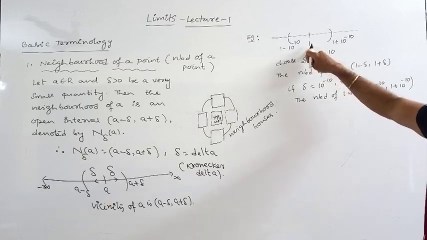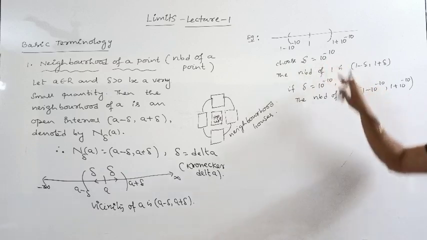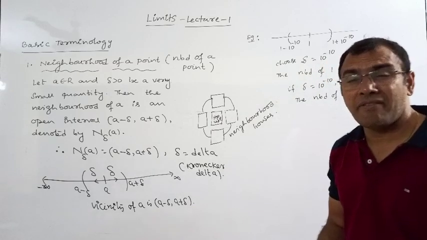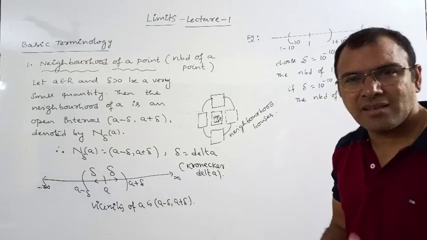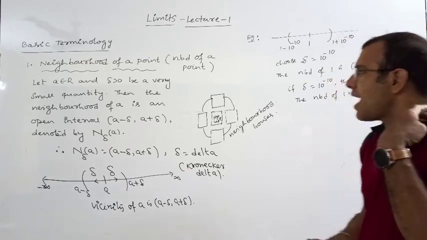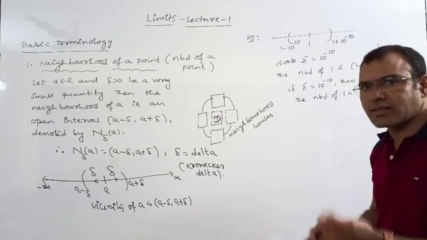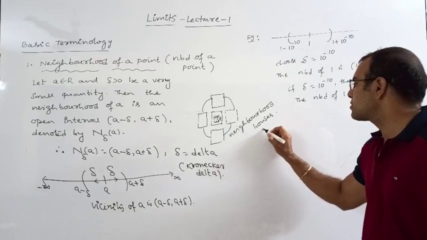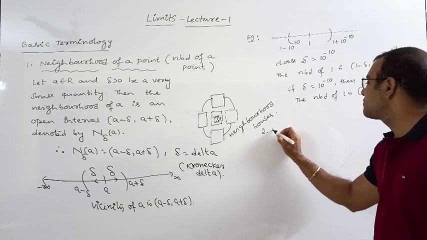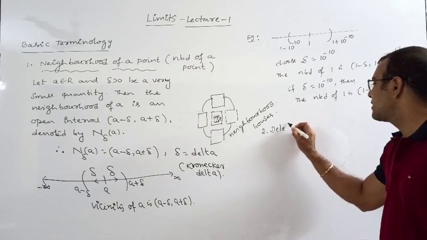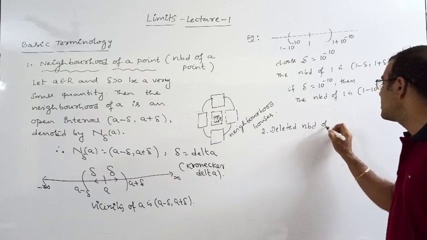Like that, you have to decrease the value of delta. Then you will get a very good and finest neighborhood. I will give you one more definition. After that, I will give you sufficient time to write your notes. Deleted neighborhood of a point.